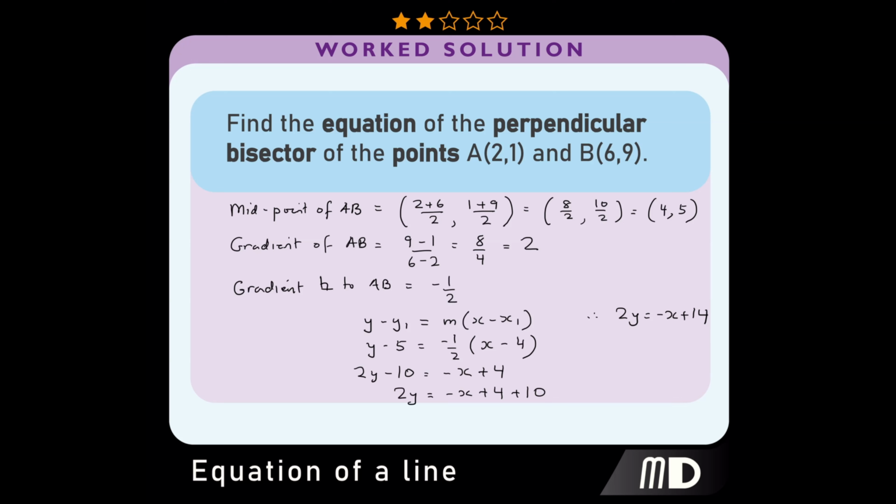We can leave our equation like this, but writing it in the more conventional form means dividing both sides by 2, and that gives us y equals minus a half x plus 7. So the answer to the question is y equals minus a half x plus 7.